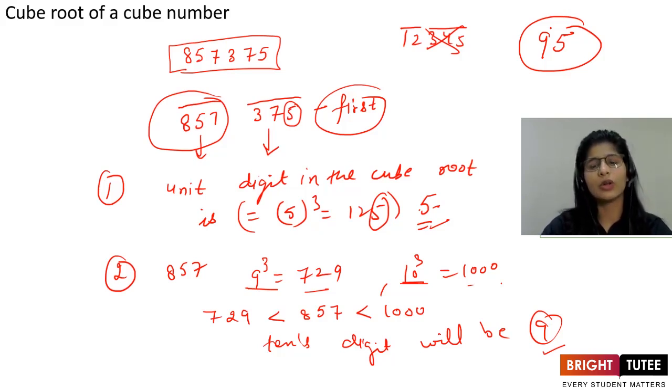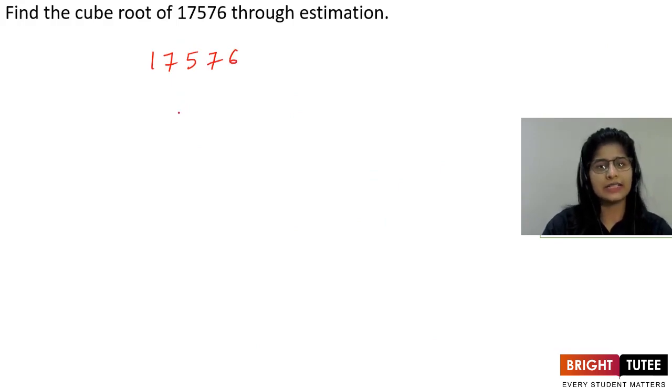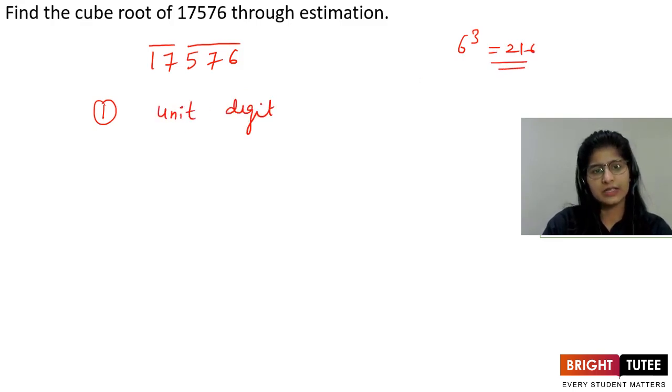Let's try to find out one more question based on the same concept. See here, we have to find the cube root of 17,576 using the estimation method, that means the method that we have discussed now. So we will form two groups, one will be 576 and another will be just 17. Is that clear? So when does the cube root of any number end with 6? You know cube of 6 is 216. So the unit digit will be 6. That is given by the first group.